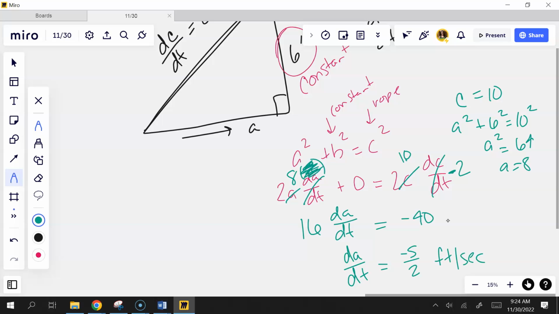So what y'all got for part A? I know y'all didn't need part A, but I needed to work it so I could understand part B. Okay, so now part B was your question. At what rate is theta changing? What's wrong? Did I do something wrong?